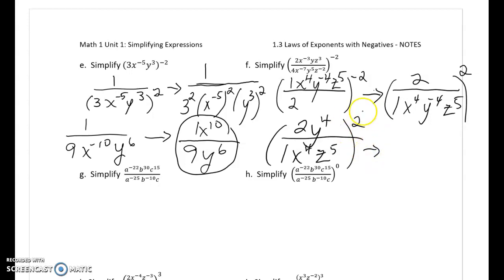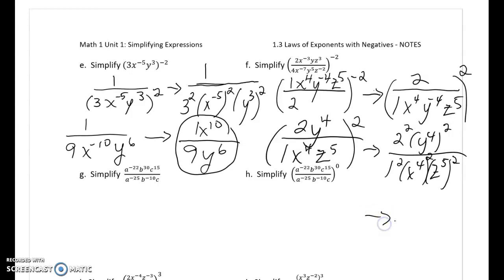All right, so now I'm going to go ahead and apply that 2 to everything that's inside the parentheses. So that 2 gets an exponent of 2, that y to the 4th, exponent of 2, that 1, that x to the 4th, and that exponent of 2, and that z to the 5th gets an exponent of 2. And so let's go ahead and simplify all of that. So I got a 4 y to the 8th over 1 x to the 8th, and then y to the 10th.